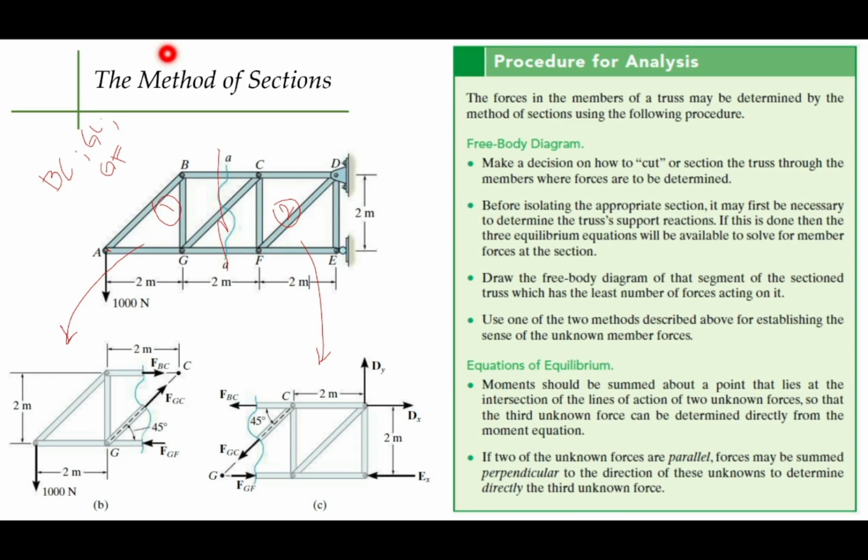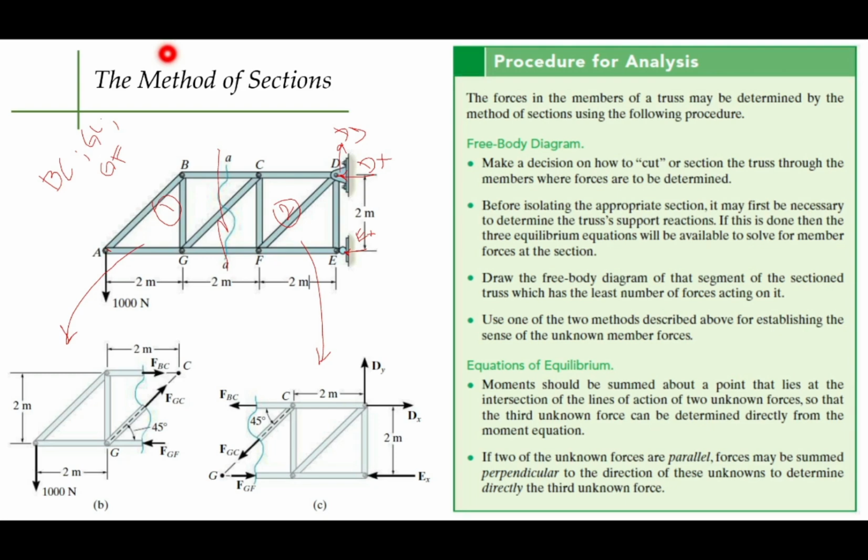So this is section 1, and then section 2. Whichever section you use, whether section 1 or section 2, you will still end up with the same answer. Now, before isolating the appropriate section, it may first be necessary to determine the truss's support reactions. So for this case, we have a roller here at E, so that's perpendicular, and a hinge at D. So we'll have EX, and then DX, and then let's assume that this is the direction of DY.